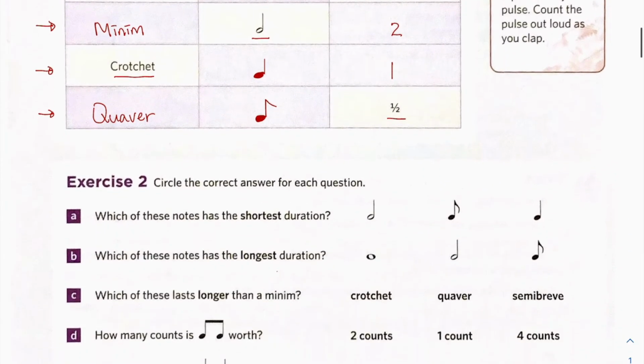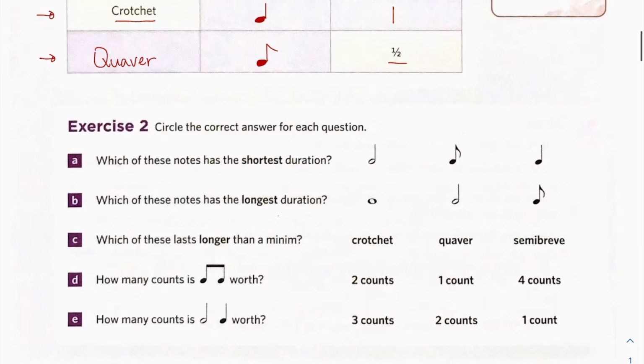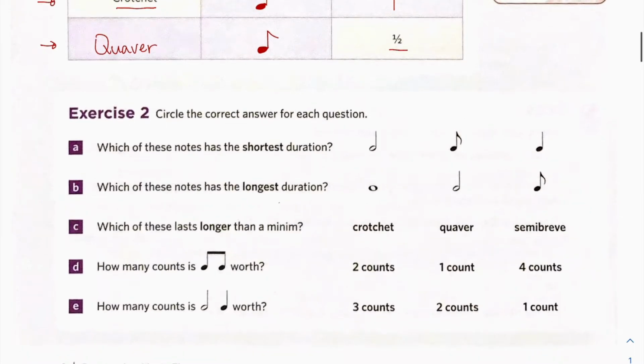Exercise 2. Circle the correct answer for each question. Question A, which of these notes has the shortest duration? So here we have a minim, which is worth 2 counts. We have a quaver that is worth half a count. And we have a crotchet that is worth 1 count. So quaver has the shortest duration, and we're going to circle it.